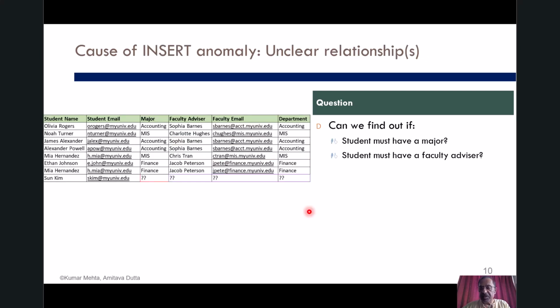In the case of the insert anomaly, you remember we were trying to add a new student and we were having difficulty doing that because we didn't know the name of the advisor. We didn't have the complete information that we needed in order to add the information. Now, how do we address insert anomaly? Perhaps we could try and find out what the business rules of the university are. For instance, must a student have a major? So when a student enters a university, do they have to declare a major? And must they be assigned a faculty advisor prior to being admitted?